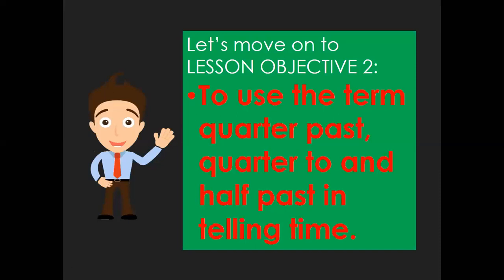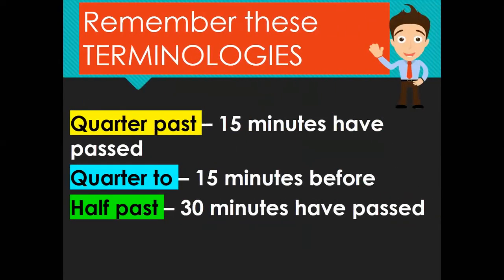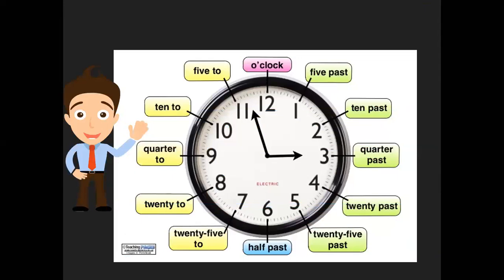Now let's move on to the second objective, which is to use the terms quarter past, quarter to, and half past in telling the time. So you're going to remember these terminologies. We only have 3. Quarter past means 15 minutes have passed. Quarter to means 15 minutes before the given time. Then half past means 30 minutes have passed. Actually, we can use these terms in describing the time of the day. But for our objective today, we're just going to use quarter past or 15 minutes.